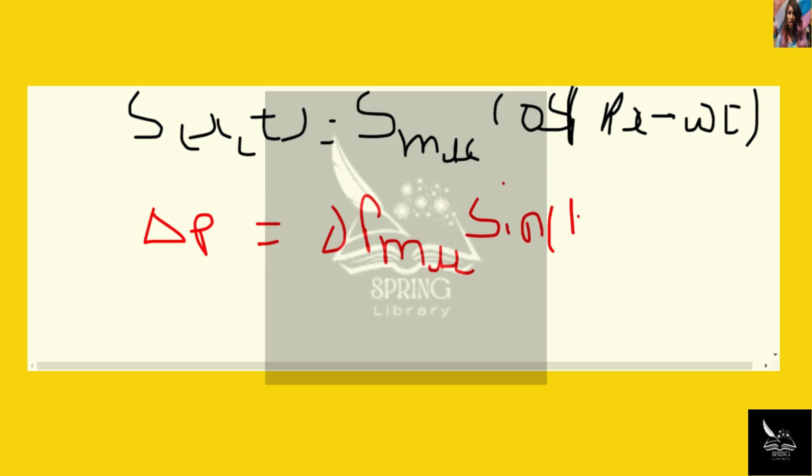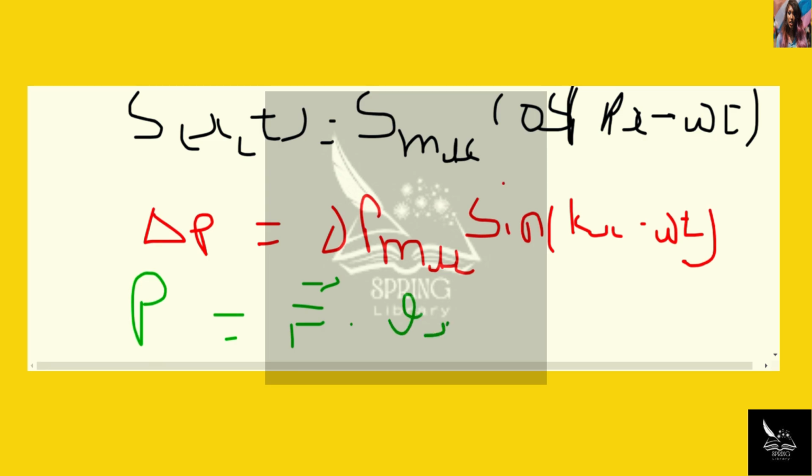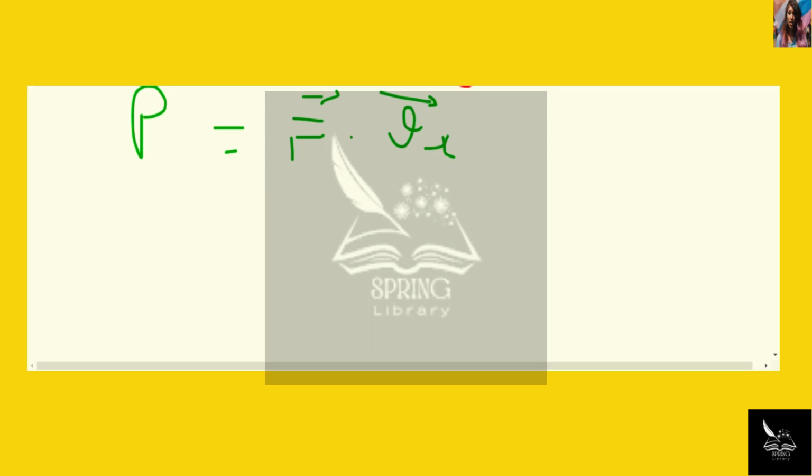Now, as we know, the variation in the gas pressure, ΔP, measured from the equilibrium value, is also periodic with the same wave number and angular frequency as for the displacement, which is given by ΔP is equal to ΔP_max sin(kx − ωt), where ΔP_max is equal to B s_max k, which is equal to ρvω s_max, is the pressure amplitude or the maximum change in the pressure from the equilibrium value.